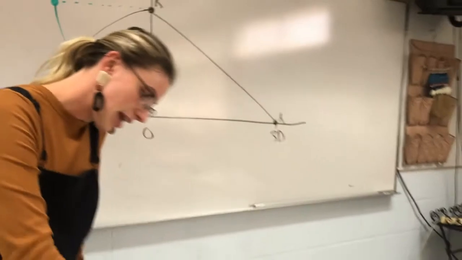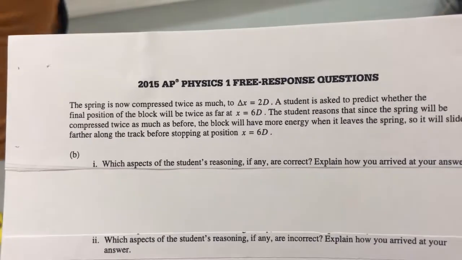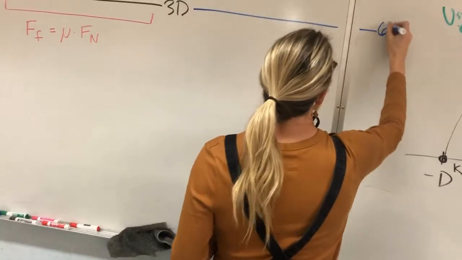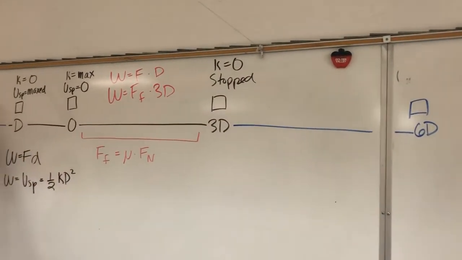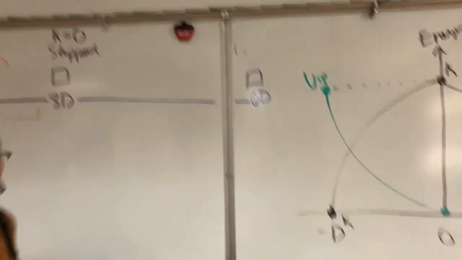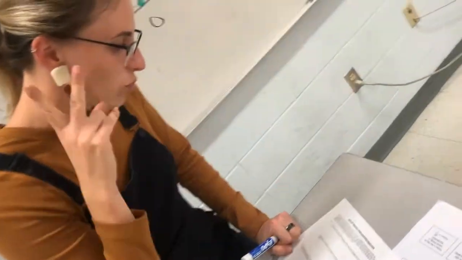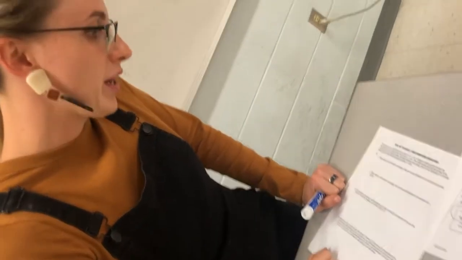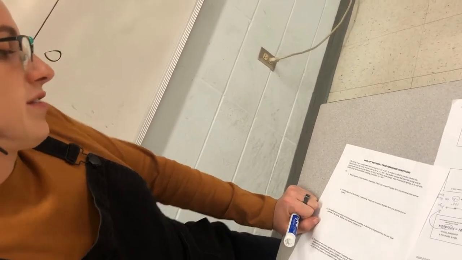A student is asked to predict whether the final position of the block will be twice as far, at x equals 6D. So it wants to know if it's going to end up twice as far, which would be 6D, right here. If you bring it back here, twice as far, is it going to go twice as far this way? The student reasons that since the spring will be compressed twice as much as before, the block will have more energy when it leaves the spring, so it will slide further along the track before stopping at position x equals 6D.